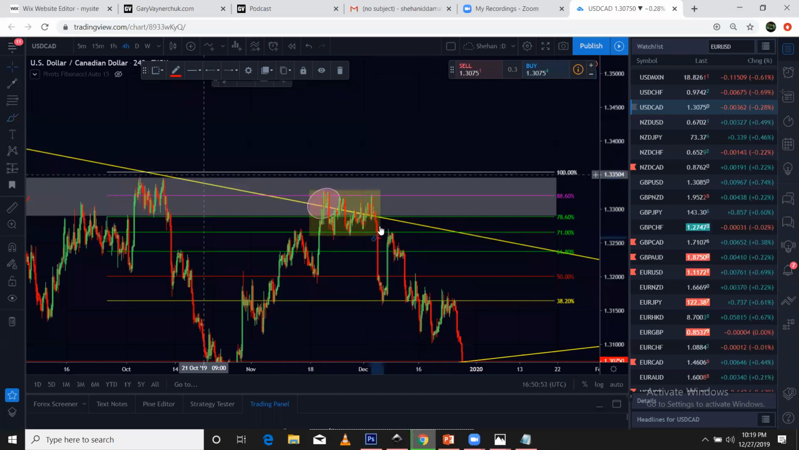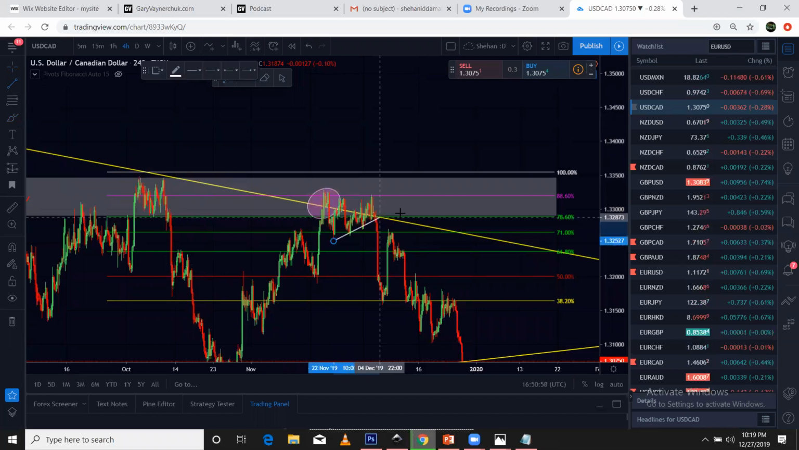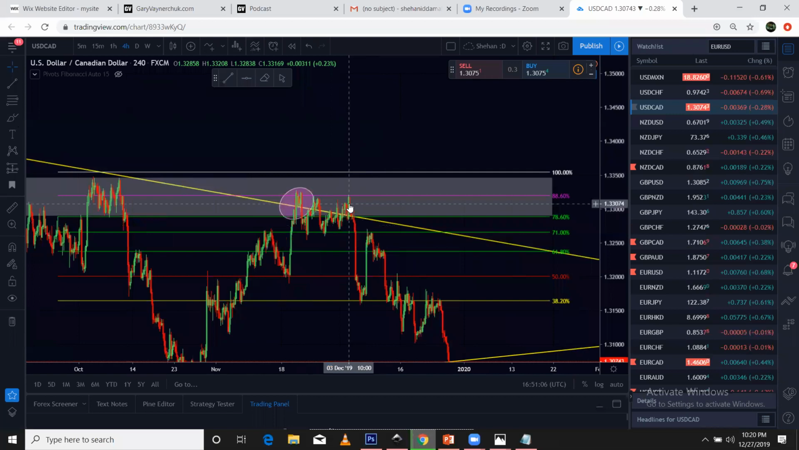Or else you can draw a small trend line and see whether the market is going to break the trend line. As soon as it breaks it, you can enter. So this is the second way. Or else you can get a sniper entry, entering right on the Fibonacci. That's what I do mostly.